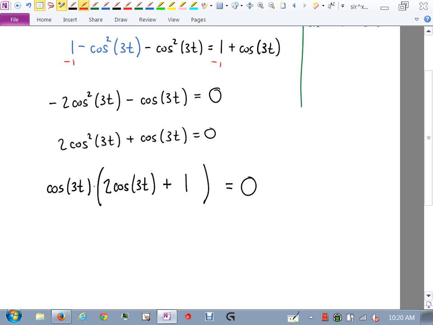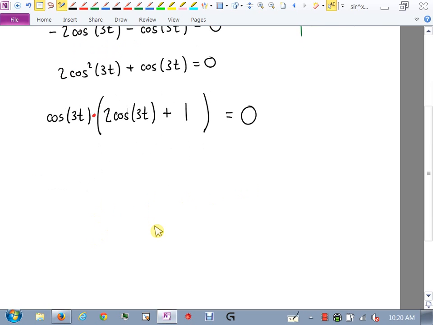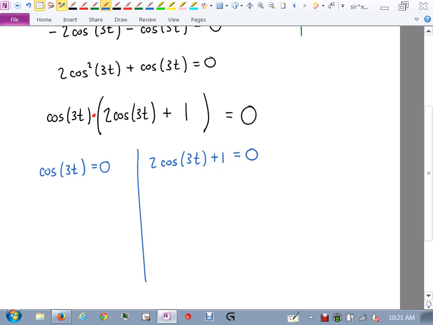Now that you have multiplication, you have it equal to 0, you set each factor to 0. So I have now cosine 3t must be 0. And the other equation I have is 2 cosine 3t plus 1 must be 0. We all in agreement here? Yes.